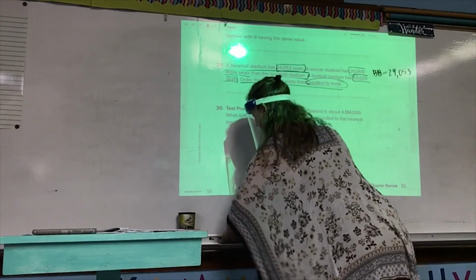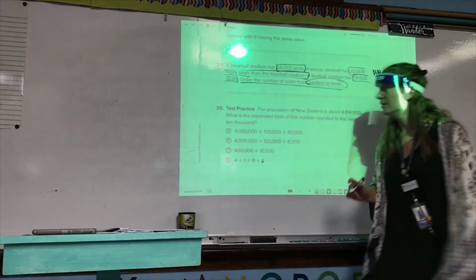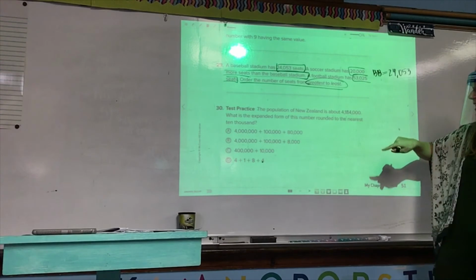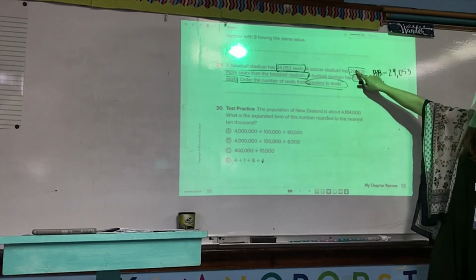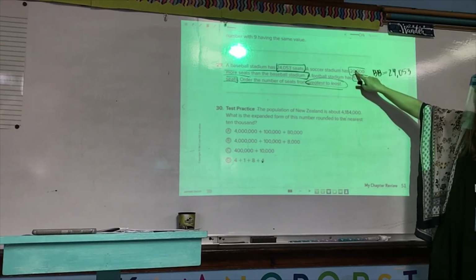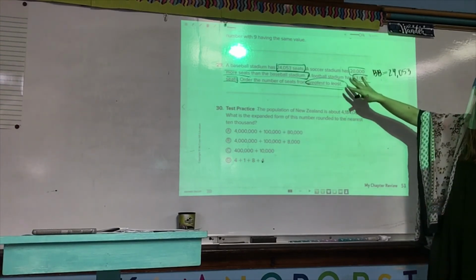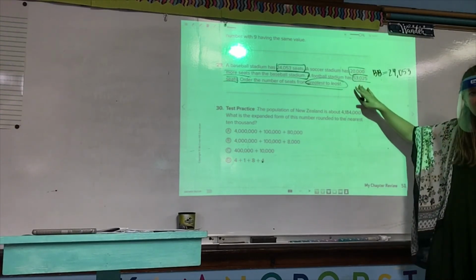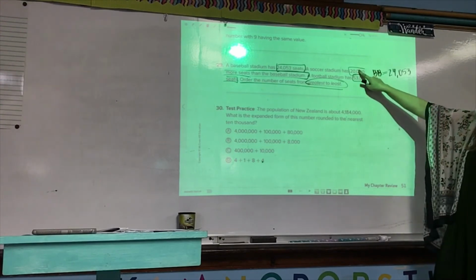Oh, I just put Victoria. Colin? No. No, because there's 20,000 more seats than the baseball stadium. So to figure out how many seats are in the baseball stadium, what do we need to do? We need to round. Are we rounding? Does this say anything about ordering, about rounding, estimating, or the word about? No. Who can help Cullen?